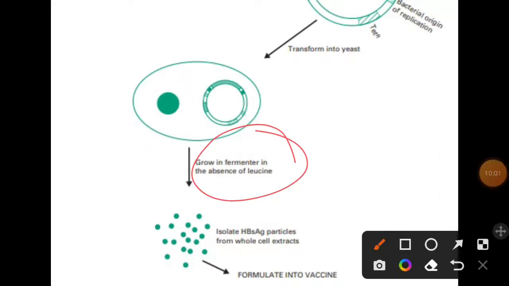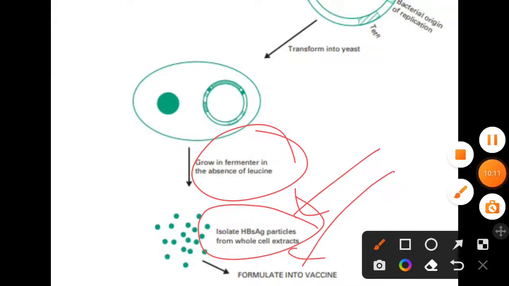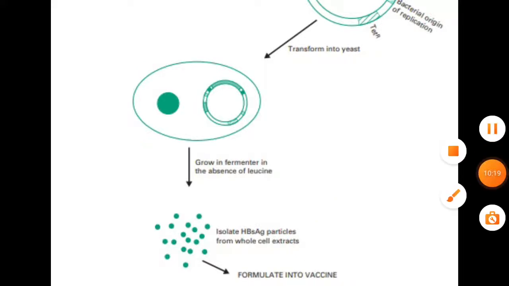So we are growing them in the fermenter in the absence of leucine. Then we will isolate the hepatitis B surface antigen, and then we will formulate it into a vaccine. Now we will learn about how the hepatitis B vaccine is formulated. Okay, so let's go back to the PDF.